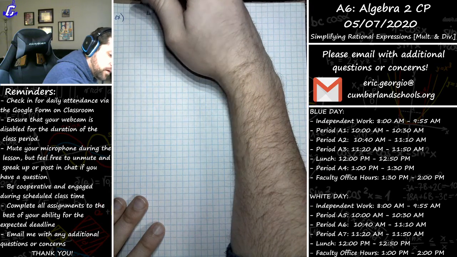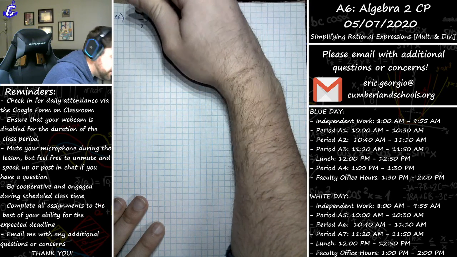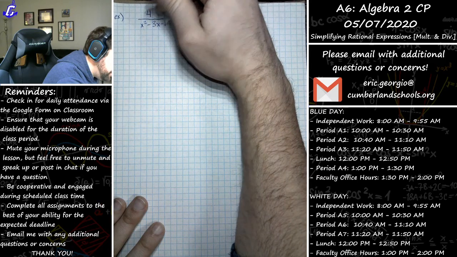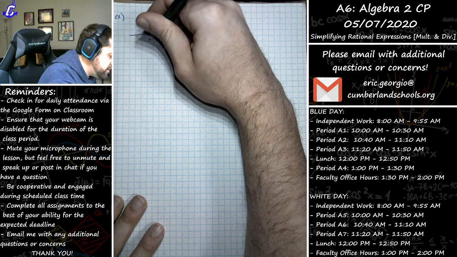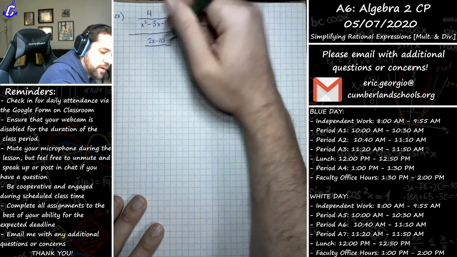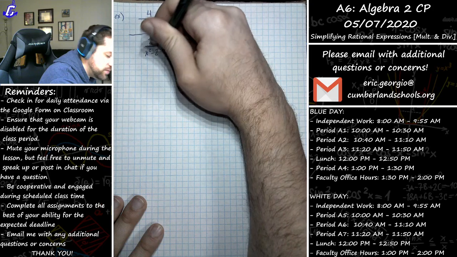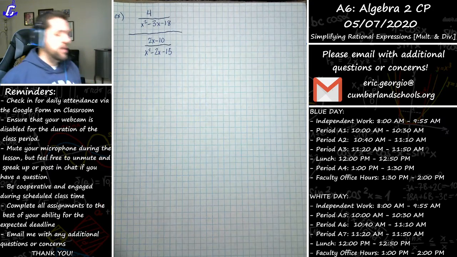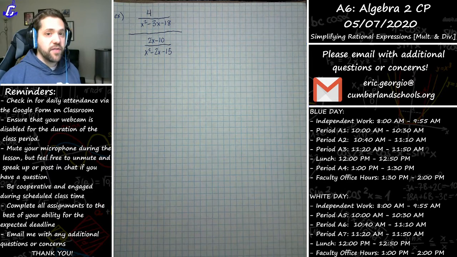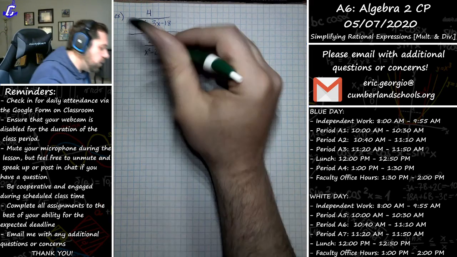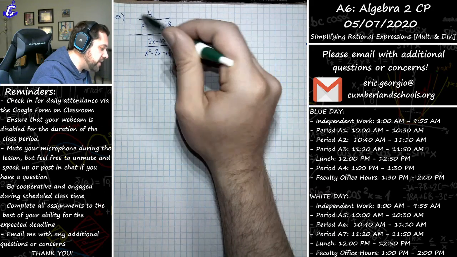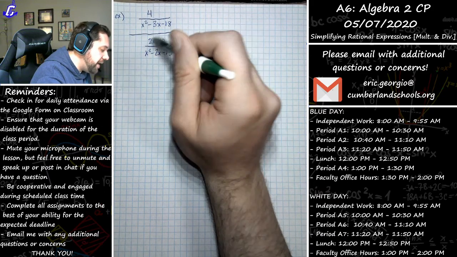How about 4 divided by x squared minus 3x minus 18? And then we're going to take that and divide all of that by 2x minus 10 over x squared minus 2x minus 15. Okay? What we have here is a very scary looking problem. I think it's a problem that math people try to present to students to scare them, but there's no reason to be scared of this particular problem. What we have here looks complicated, but it's really just a fraction divided by a fraction.